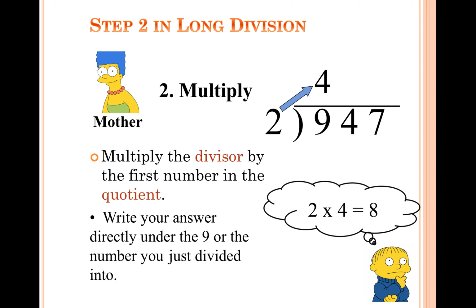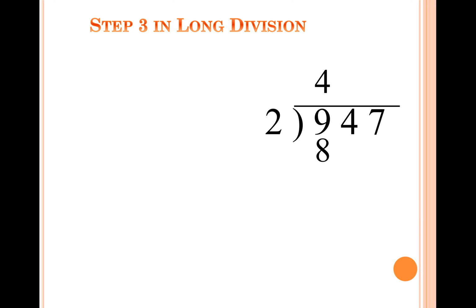One of the most important things in long division is keeping everything super organized and lined up in columns. So if you're using graph paper, try putting one digit in each box to make sure that you keep it perfectly lined up. So, okay, 2 times 4 is 8. We put that under the 9.